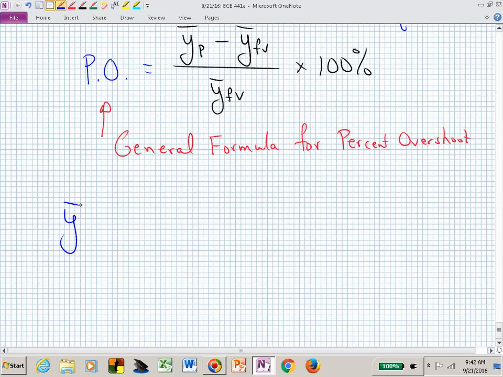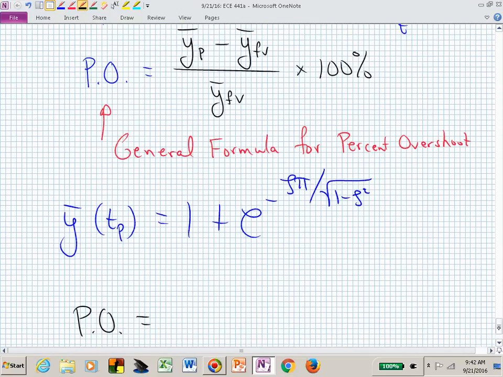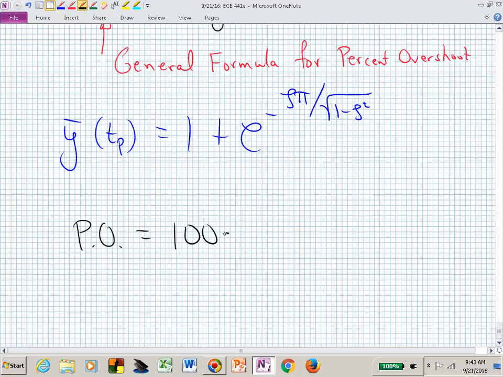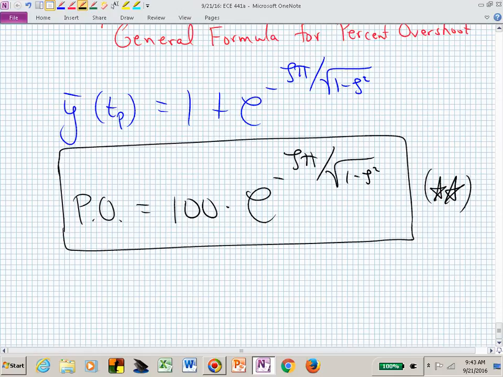So we now know, or we can use, y bar is equal to 1 plus e to the minus zeta pi over the square root of 1 minus zeta squared. And we can now write down our percent overshoot using that. That's now 1 plus that minus 1, divided by 1, times 100%. So in our case, the percent overshoot is 100 times e to the minus zeta pi over the square root of 1 minus zeta squared. That's now our relationship between the percent overshoot and the damping ratio.